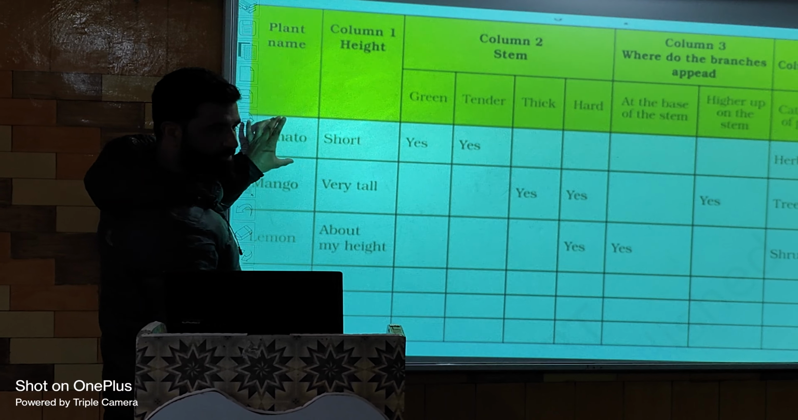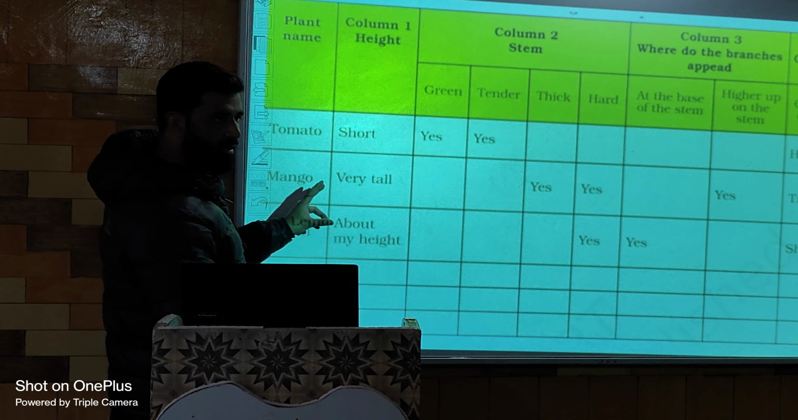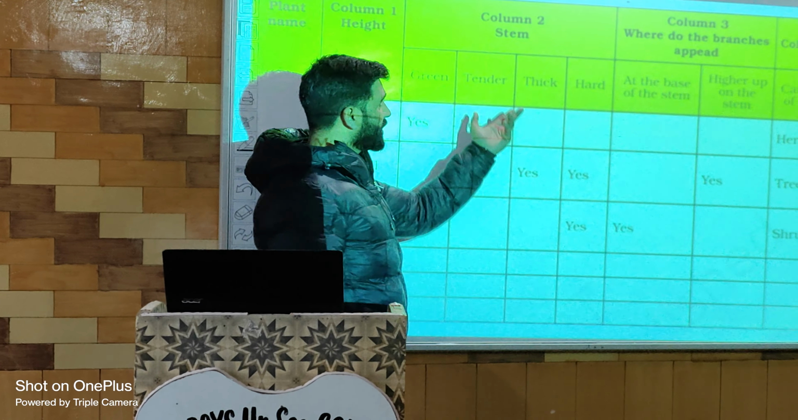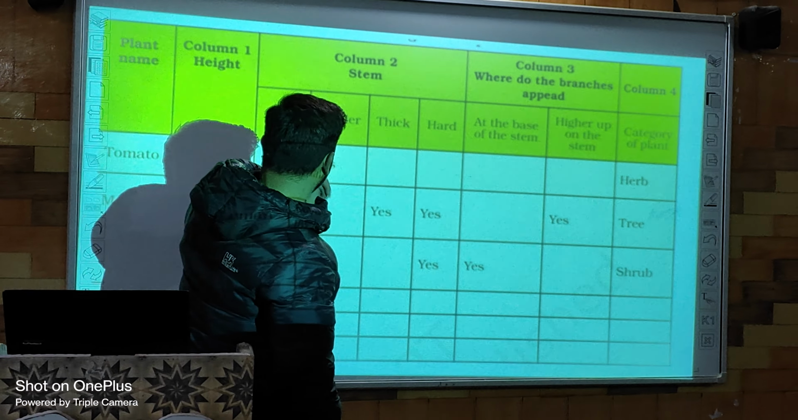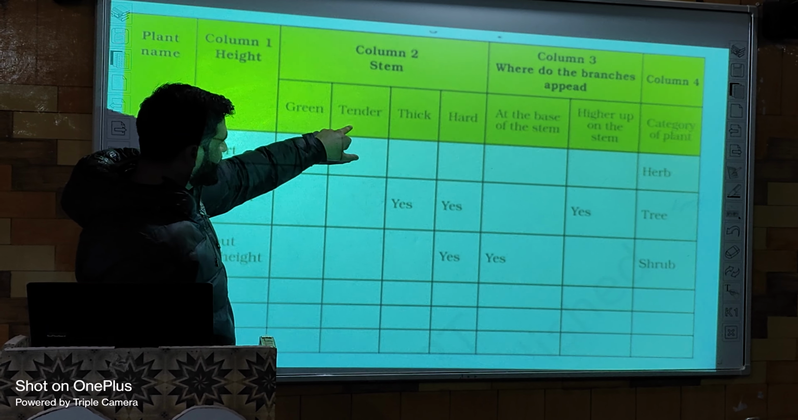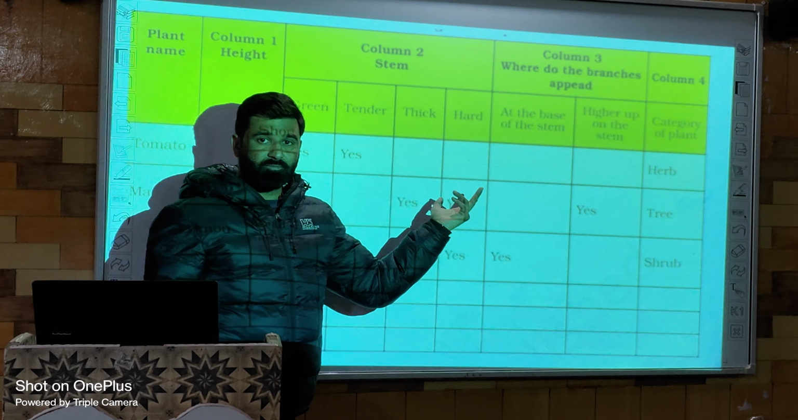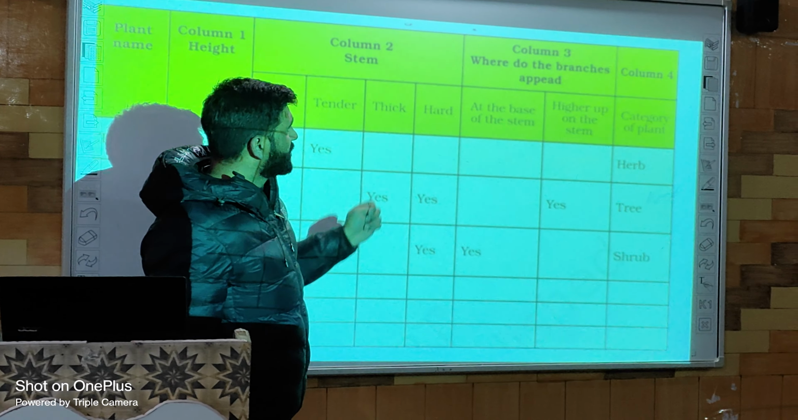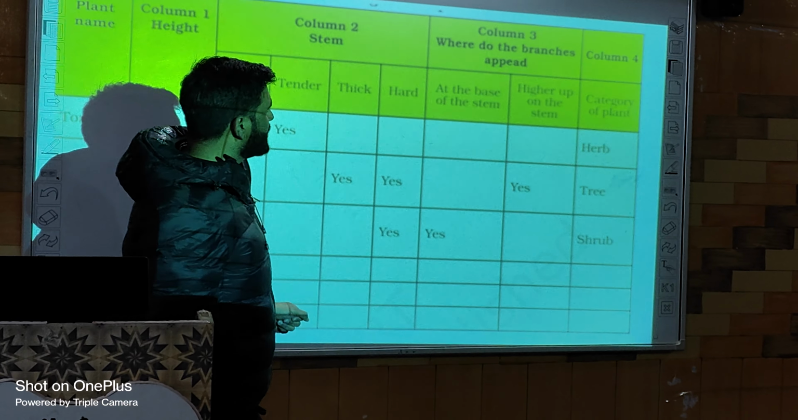What is the height of this plant? Is it short? Is it tall? Is it very tall? And in the next column we write the stem. Is the stem green? Is the stem tender? Is the stem thin? Or is the stem hard? In the third column, we write where do the branches appear?